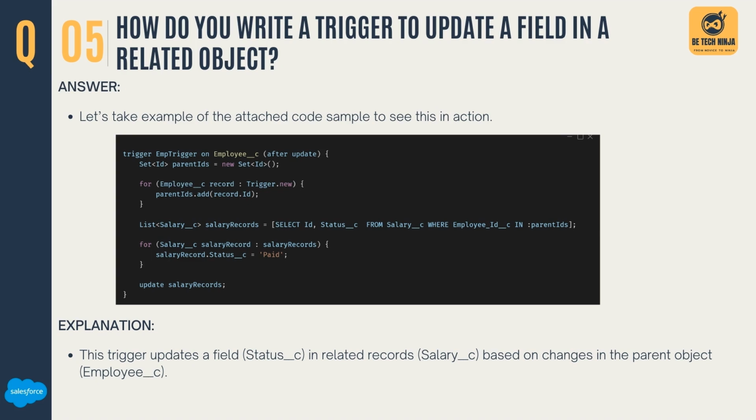Once the for loop is over, we use the values stored in the set collection to query the related records for employee. In this case, the salary object is considered as the related collection. After the related records are fetched, we are looping through all the related records and updating the status field with value paid on each one of them.